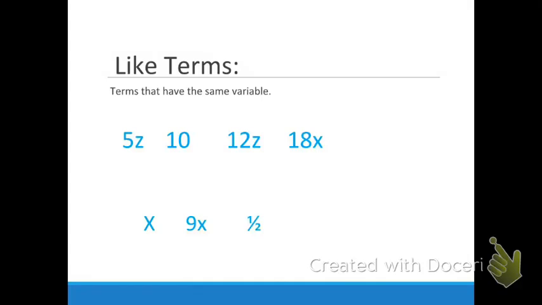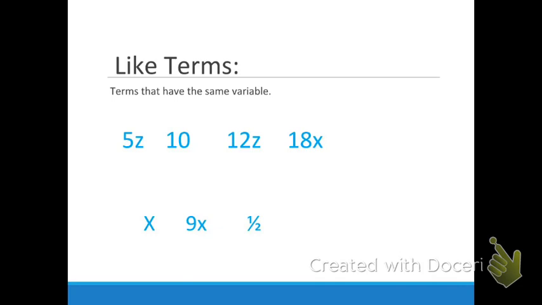We started talking yesterday about like terms. We were doing some things with them. Remember, like terms are just terms that have the same variable or have no variable at all, which would make them numbers. Okay, so let's look at these terms up here, and let's talk about which ones are alike.